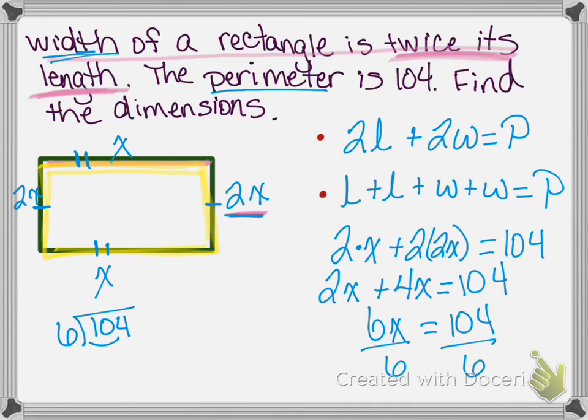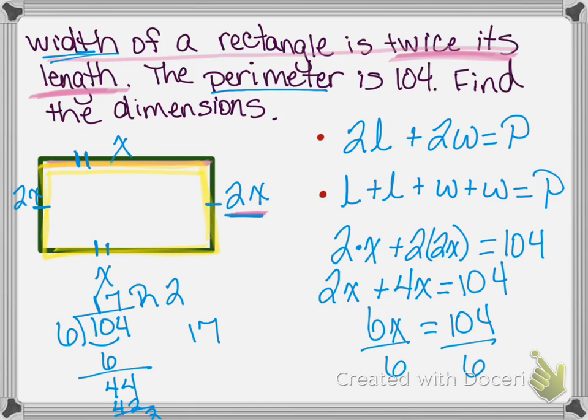6 goes into 10 one time. 1 times 6 is 6. Okay. 6 goes into 44 7 times. 7 times 6 is 42. Okay, so I'm left with 2. So I'm going to get a fraction here. So I have 17 remainder 2.